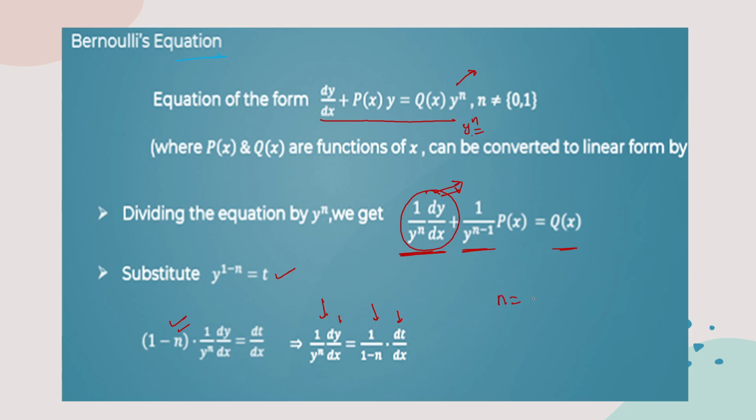Now n can be anything, right? n can be 5, 4, 3, like that. If it is 0, then it is easy, right? So it is already said that n cannot be 0 or 1. The 1 and 0 are not applicable in this part. All right, so let's understand one question on this.